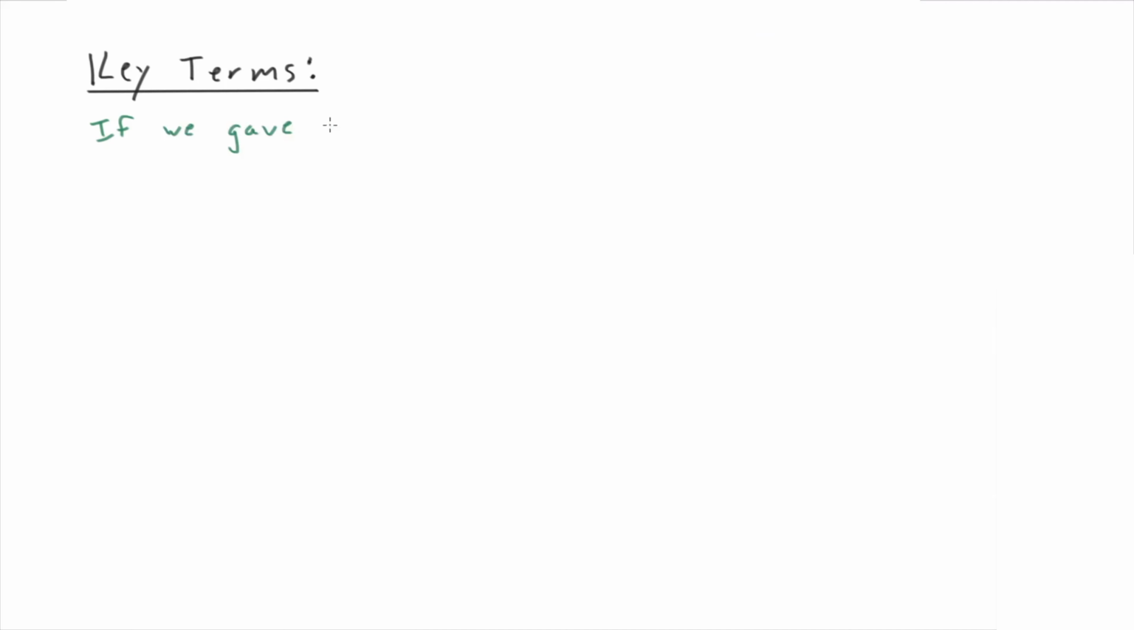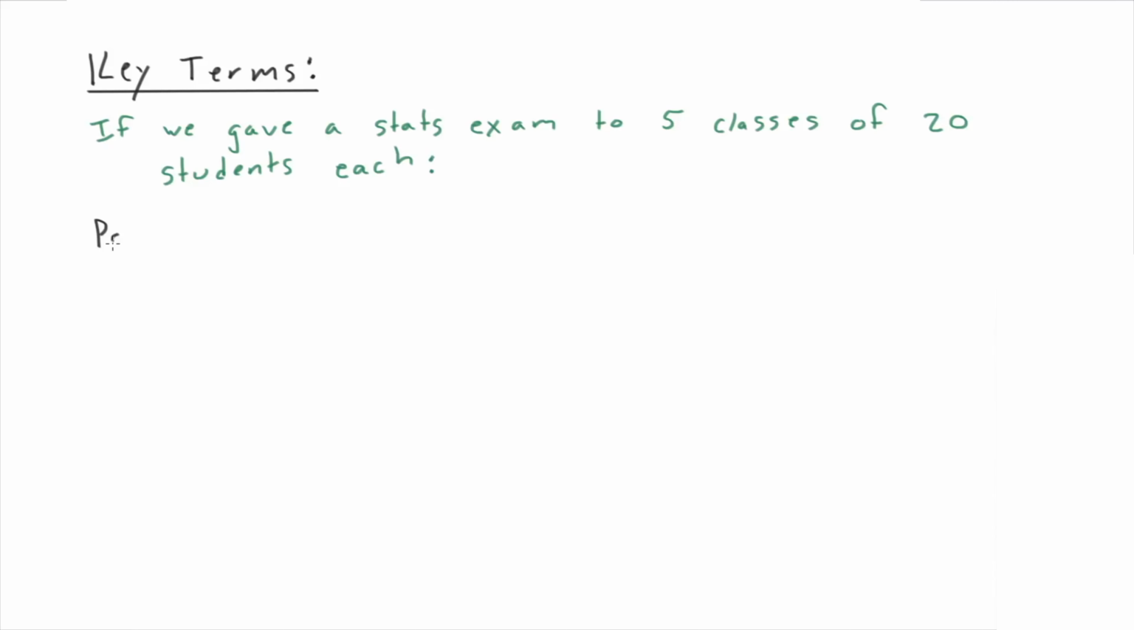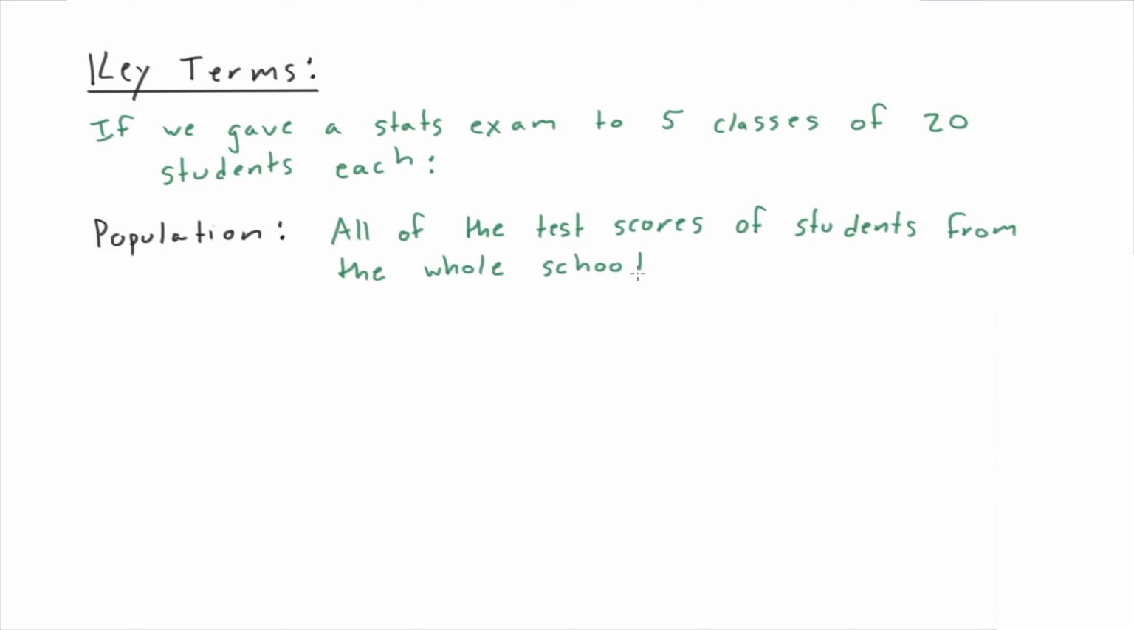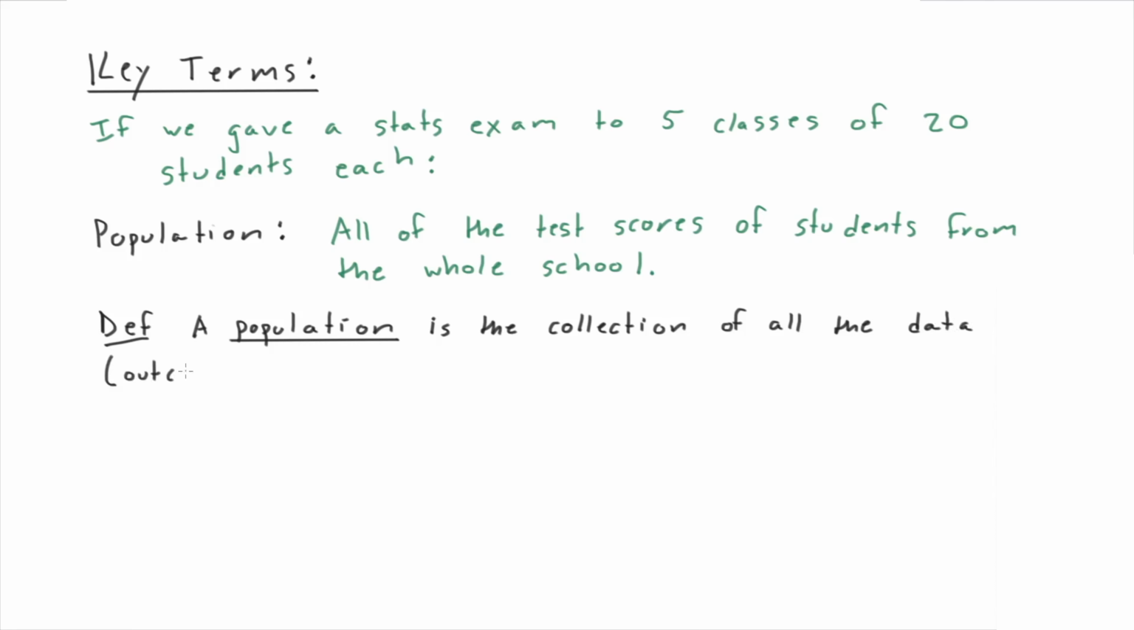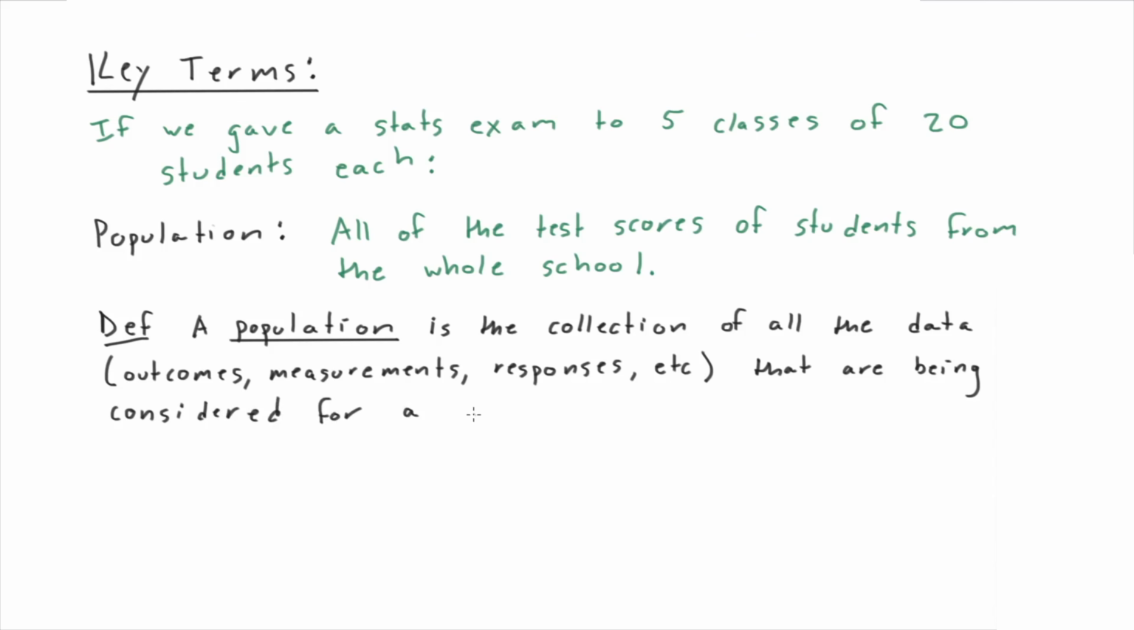Well, if we think about our school example, there were 5 stats classes with 20 students each, and we were wondering how the whole school did on the exam. The test scores of the whole school, of the 100 students taking stats, would represent our population. All of the data that we're considering in our question. If we wrote all 100 scores out in a list, that would be our population.